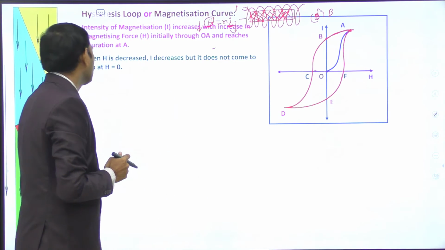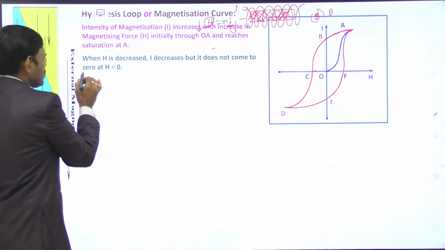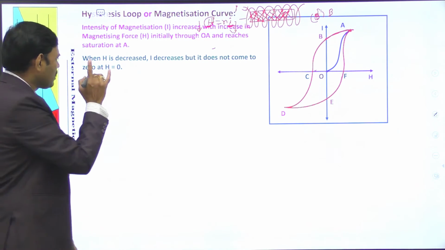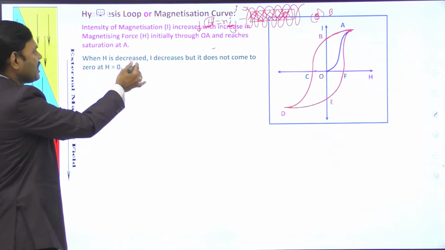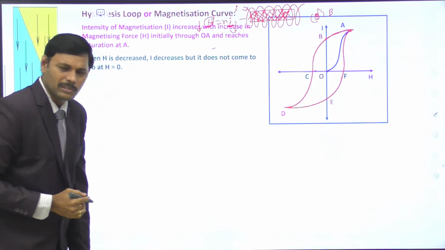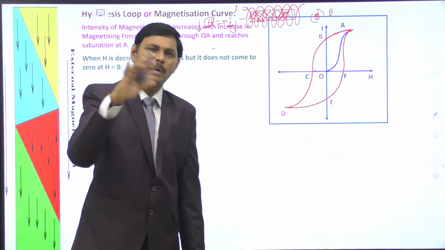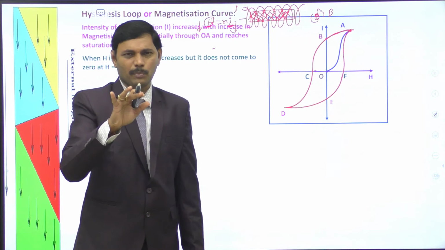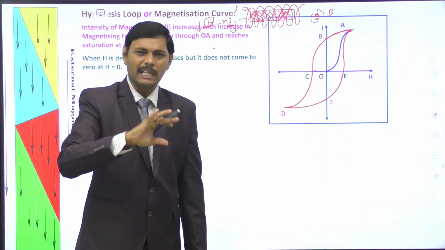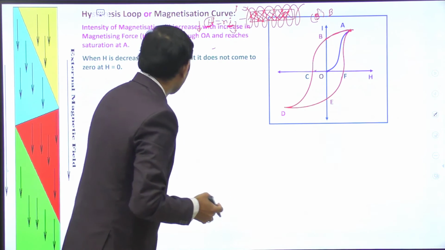Understand it carefully. When H is decreased, I decreases, but it does not come to 0 at H equal to 0. This is a sharp point to understand the nature. It shows that the ferromagnetic material becomes a permanent magnet. It retains its magnetic property to some extent, even though we completely eliminated the applied magnetizing force. That is the important point.